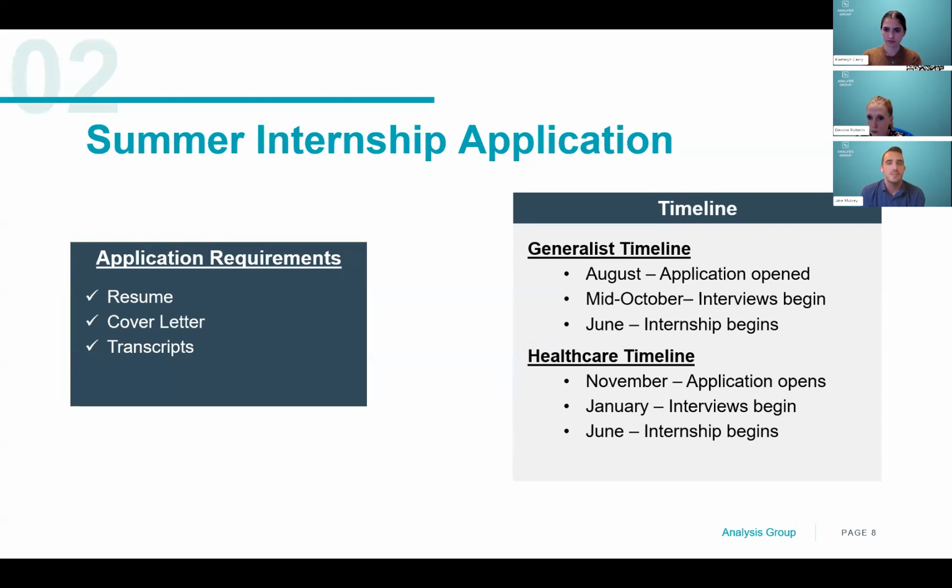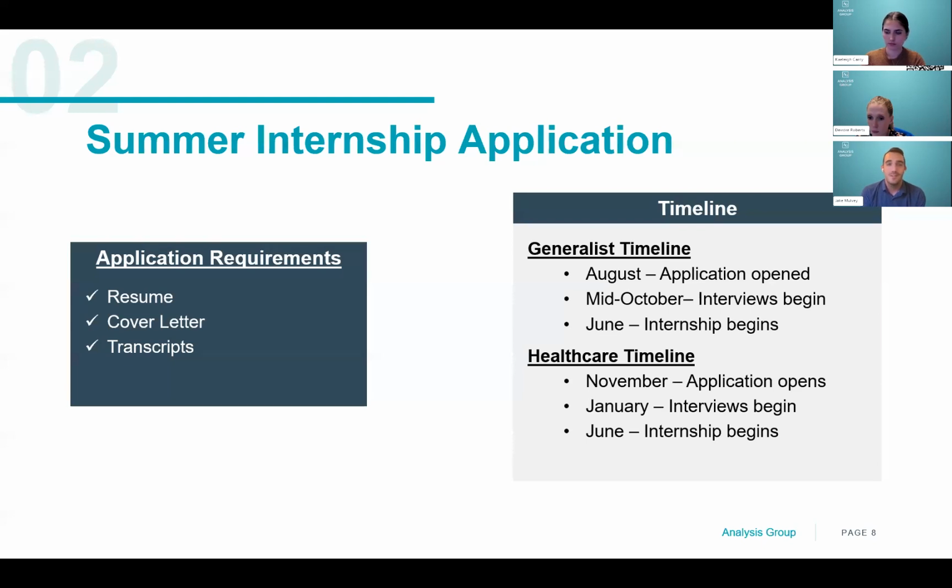You'll also see our timeline on the right. To go into a little bit more detail about the summer internship experience, the purpose is really to serve as an introduction to the analyst role. And so those that are joining us as a summer analyst are really taking on the same roles and responsibilities as our full-time analysts. And so this is giving you the opportunity to see what life as an analyst is like, see if it's for you, and really to learn a little bit more about economics consulting and more about AG.